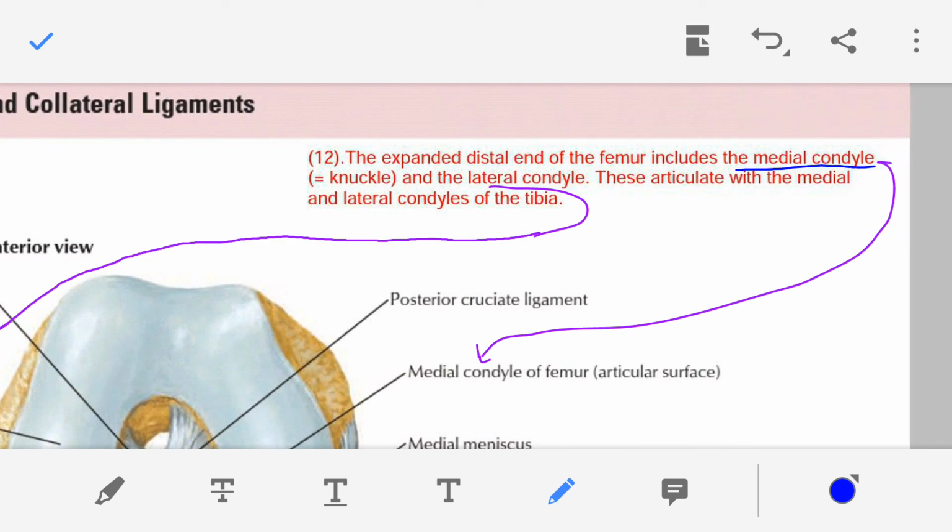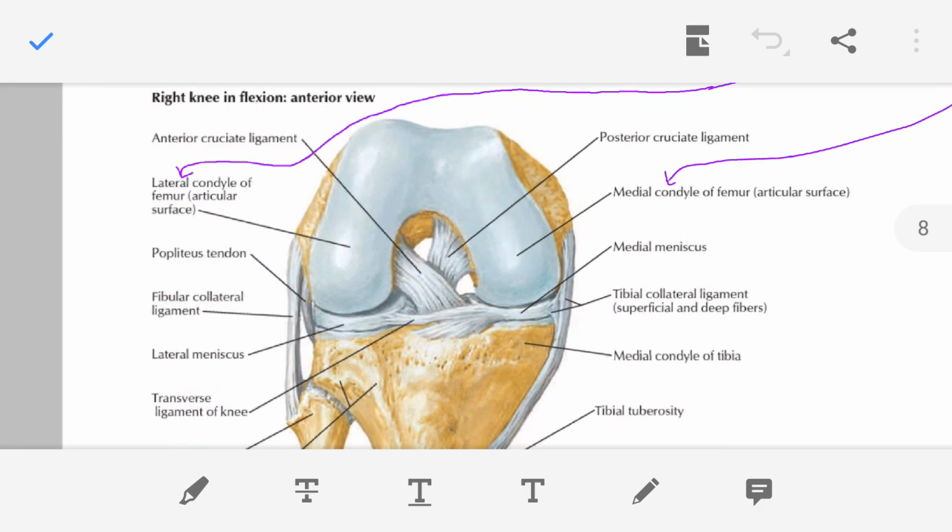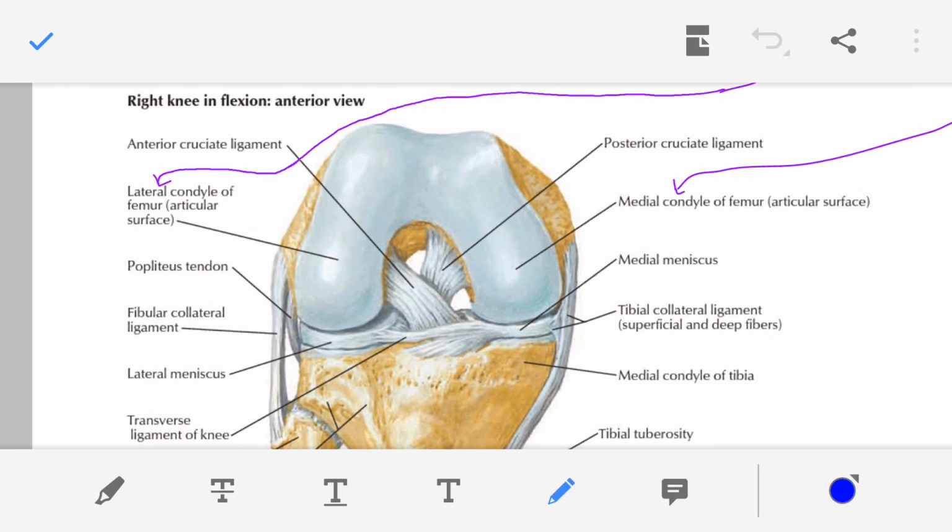First these two names, medial condyle and lateral condyle, and what are these condyles doing? These condyles articulate with the medial and lateral condyles of the tibia. Once again, this is very easy. This one is the medial condyle of the femur. This one is the lateral condyle of the femur.